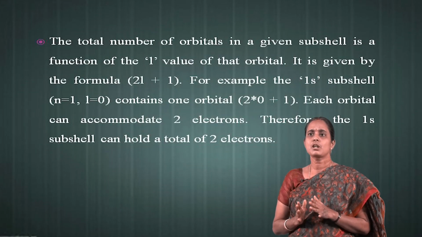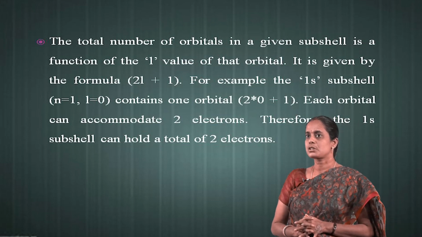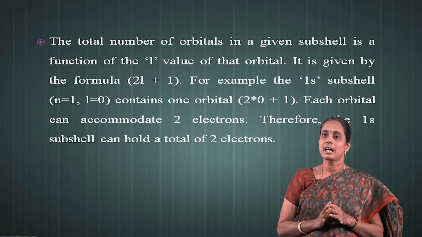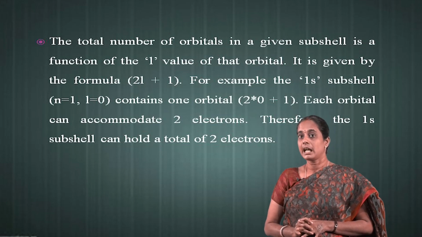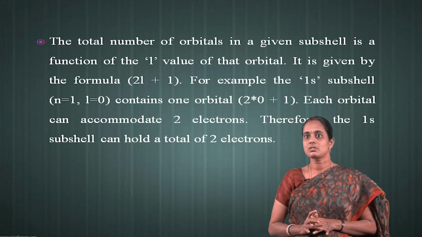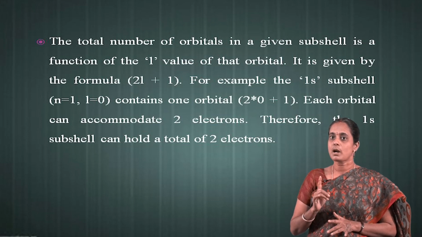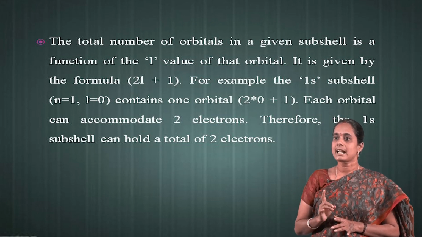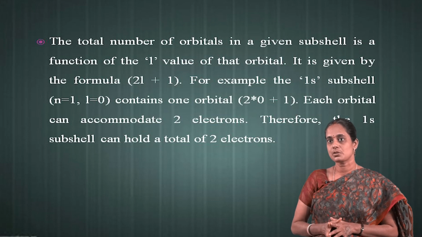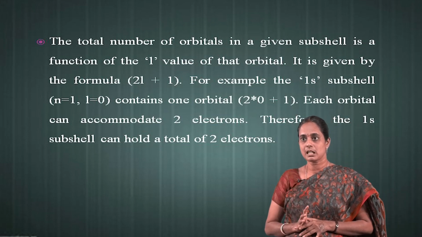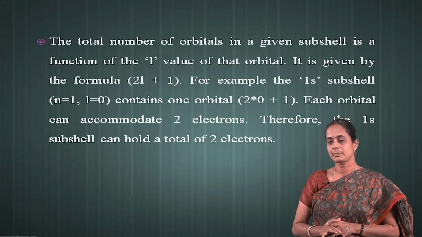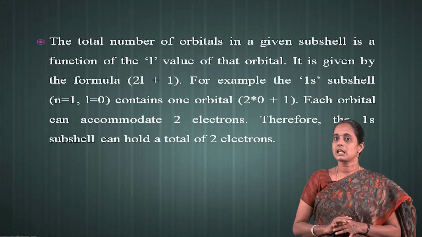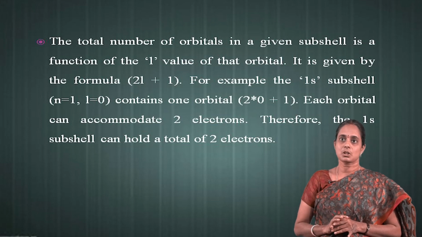The total number of orbitals in a given subshell is a function of the azimuthal quantum number value of that orbital. It is given by the formula 2l plus 1. For the 1s subshell, n is equal to 1, l is equal to 0. There is 1 orbital. Each orbital accommodates 2 electrons. So, the 1s subshell can hold 2 electrons.